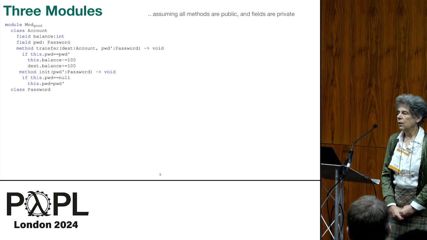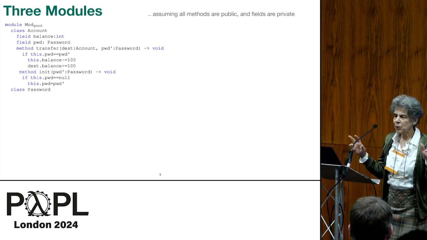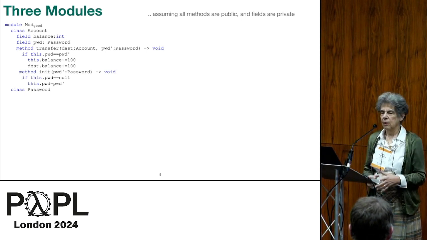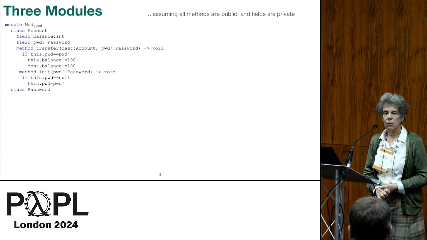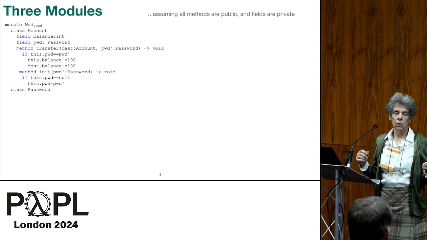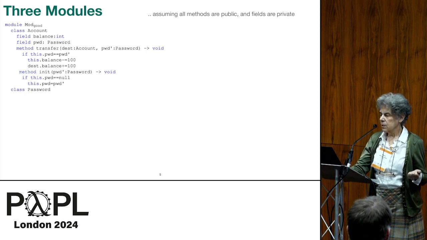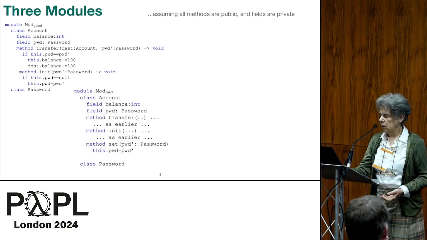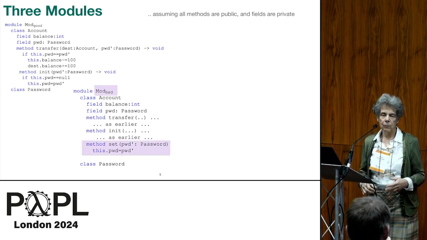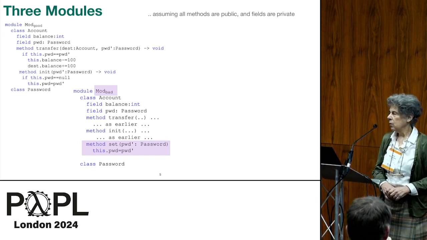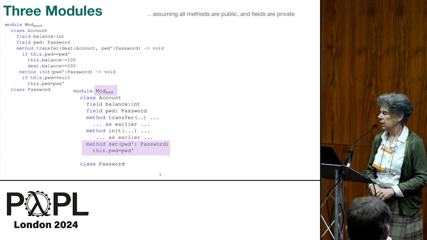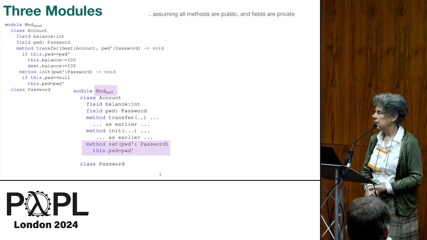Moreover, we assume that the architecture or the programming language is capability safe, in the sense that in this model all the methods are public and the fields are private. So that means you can only access the fields if you come from the same module. You cannot access them otherwise. Here is another version of the module. It is the bad version. It is a copy and paste of the other one, with the difference that you can now set the password without any precondition. It does not need to be null.